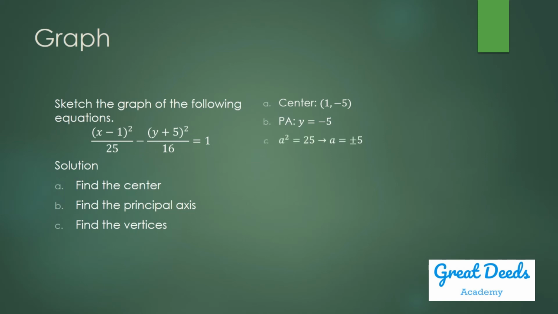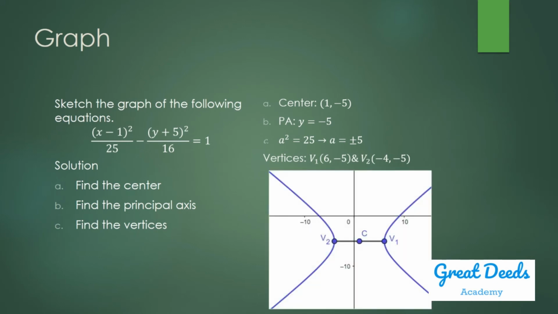A squared is equal to 25, which means that A is equal to plus or minus 5. So one vertex is 5 units to the left of your center, and the other vertex is 5 units to the right of your center. Okay? And so these are the vertices. And this is the graph. So C is your center with coordinates 1, negative 5. V1 has coordinates 6, negative 5. And V2 has coordinates negative 4, negative 5.